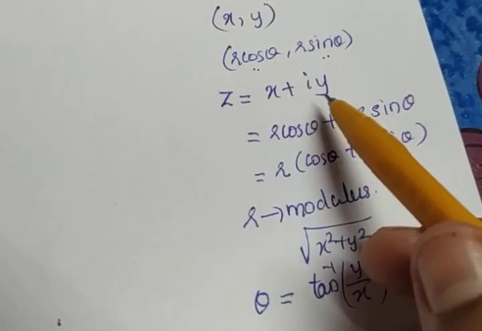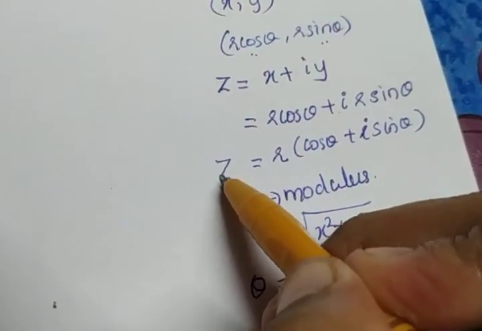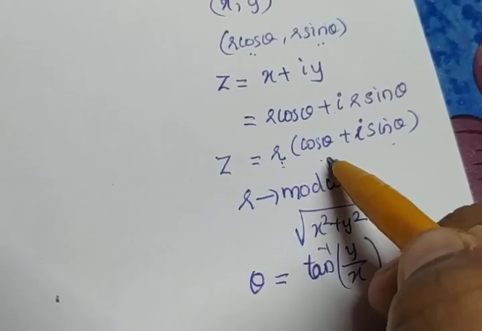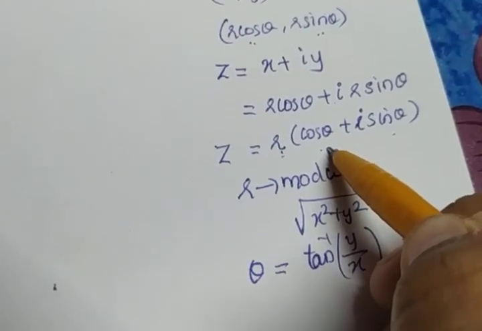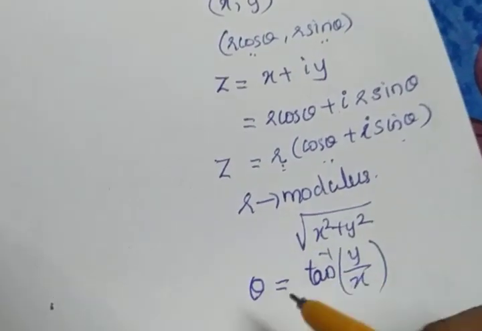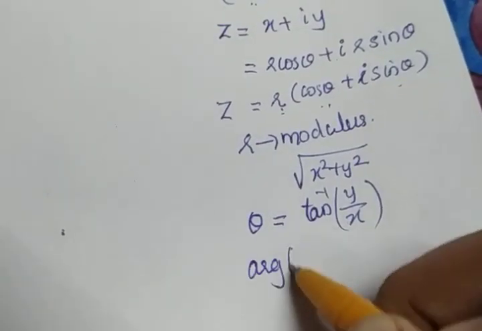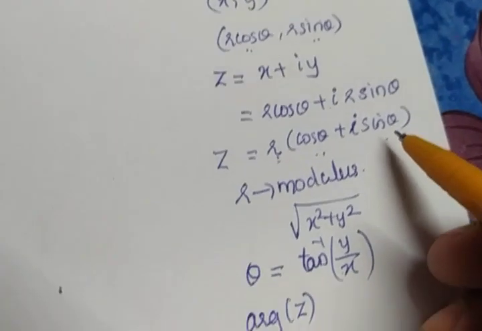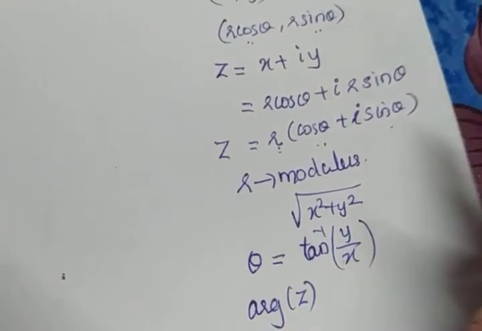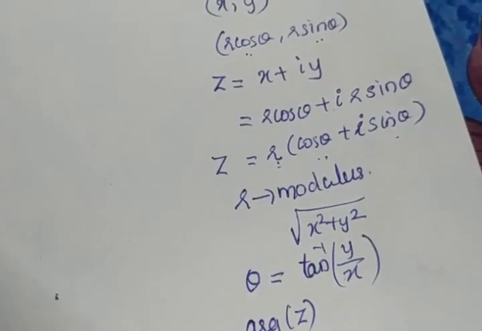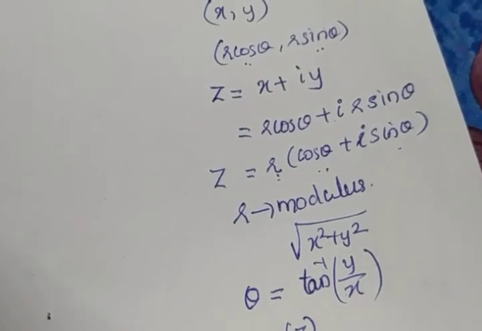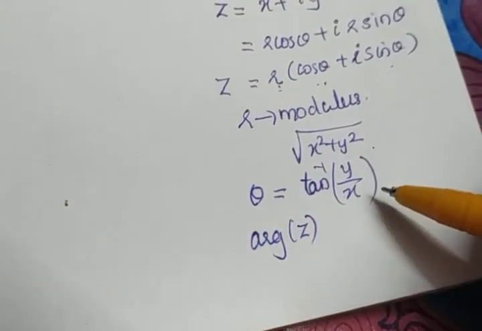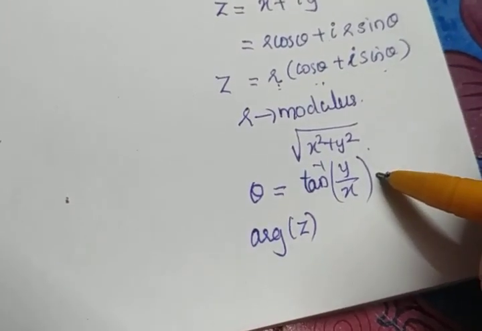When a complex number is represented in this form, z is equal to r into cos theta plus i sin theta, where r is the modulus and theta is the argument or amplitude. Argument can be written as arg of z. Then this format is called the polar representation. So to represent a complex number in the polar form, you have to find r and theta. For r, you can use the formula root of x square plus y square, and to find theta you can apply the formula tan inverse of y by x.